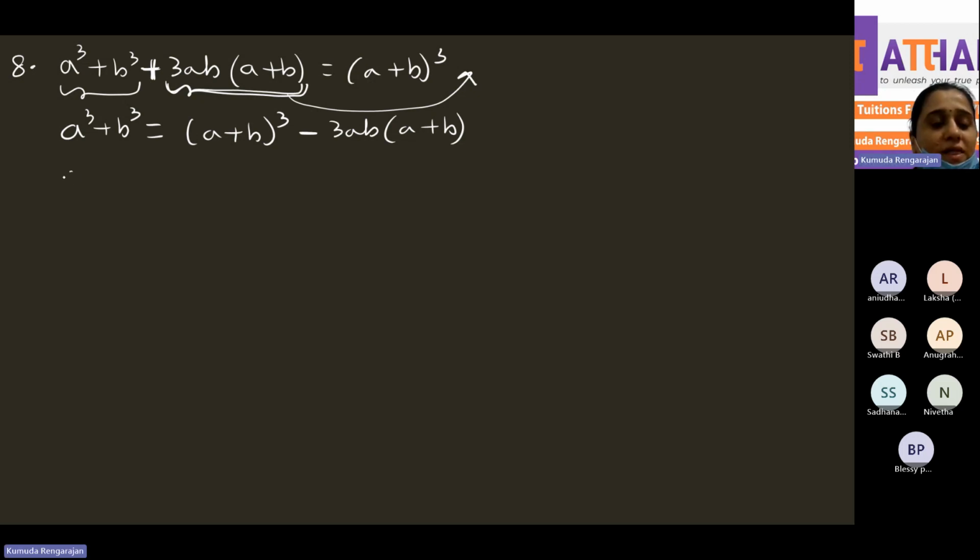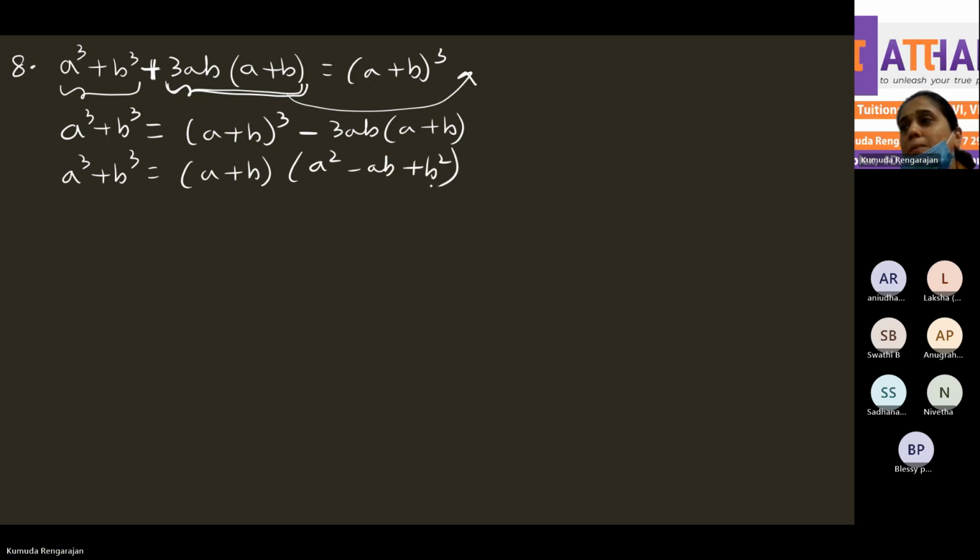Or the other one is a cube plus b cube is equal to a plus b of a square minus ab plus b square. If you have not written this, please make one, or maybe you can do it as homework. Don't scribble now, I'll share the images. Work it out, write it out 2-3 times at home. This is like ABCD for polynomials. If this is not memorized, the whole chapter becomes difficult.